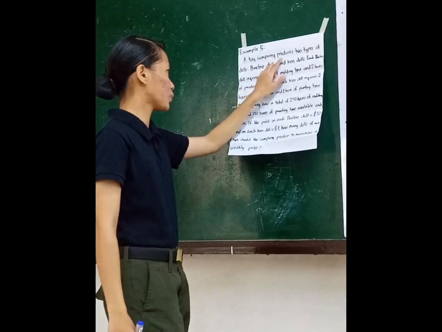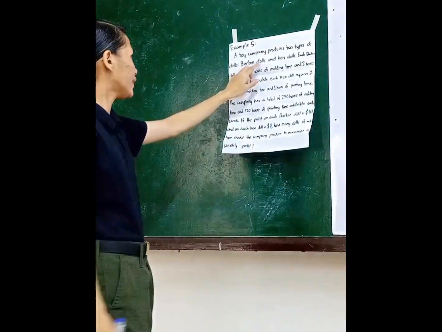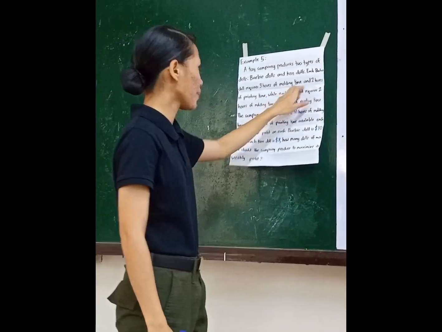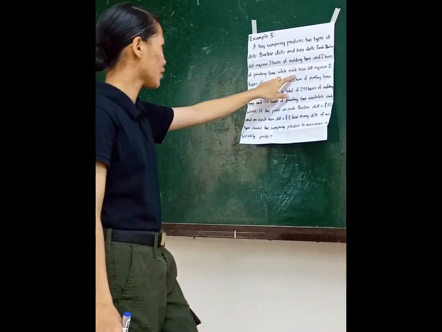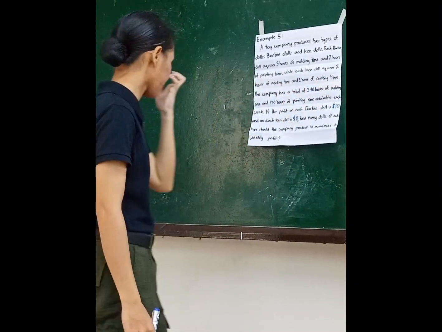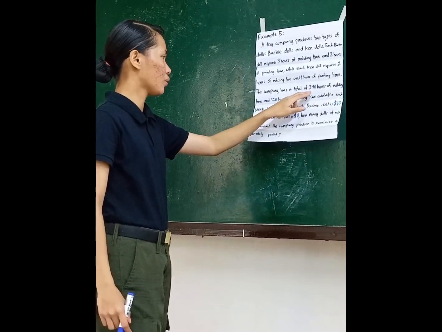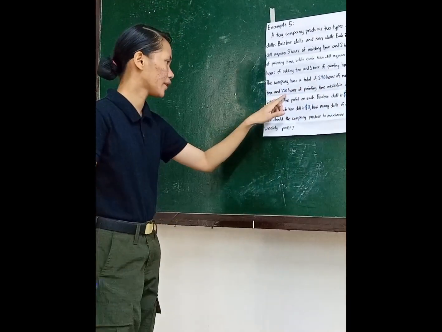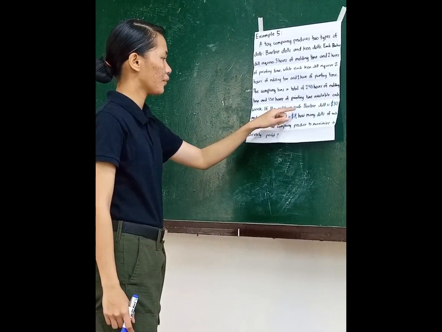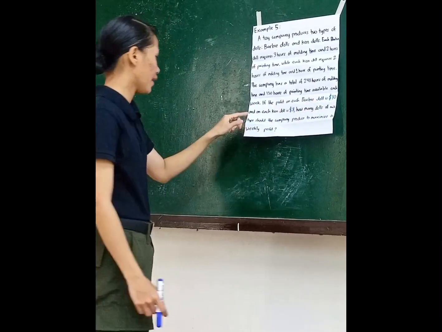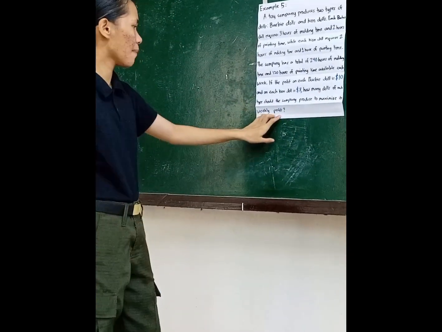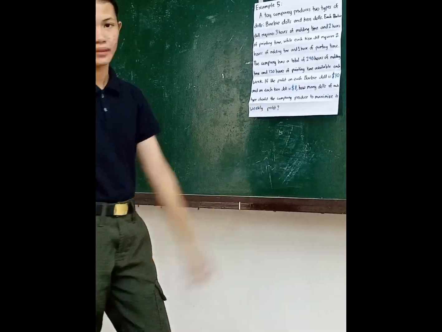Our last example is number 5. A toy company produces 2 types of dolls, Barbie dolls and Ken dolls. Each Barbie doll requires 3 hours of molding time and 2 hours of painting time, while each Ken doll requires 2 hours of molding time and 1 hour of painting time. The company has a total of 240 hours of molding time and 120 hours of painting time available each week. If the profit on each Barbie doll is $10 and on each Ken doll is $8, how many dolls of each type should the company produce to maximize its weekly profit?